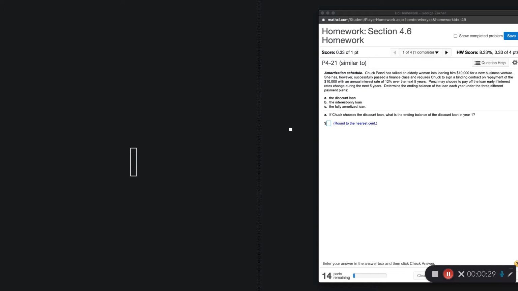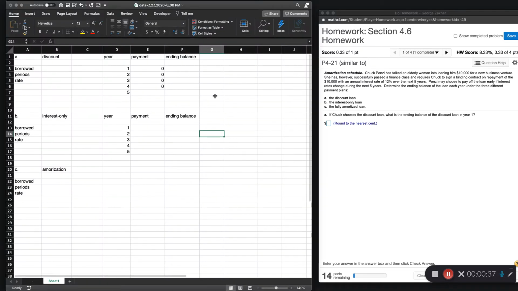So if you recall from the types of loans, there's 3 different types of loans. We have discount, interest only, and fully amortized. I've set up a little bit of a balance sheet already, okay? And we'll talk about it as we go through. So what did we borrow?